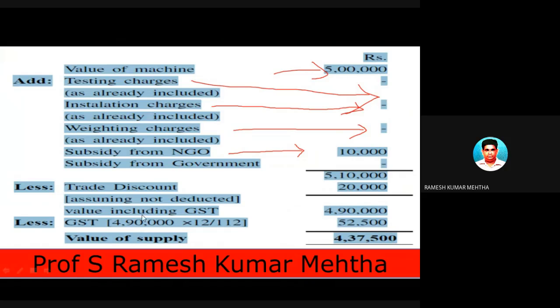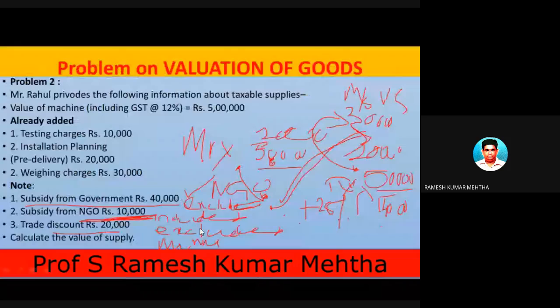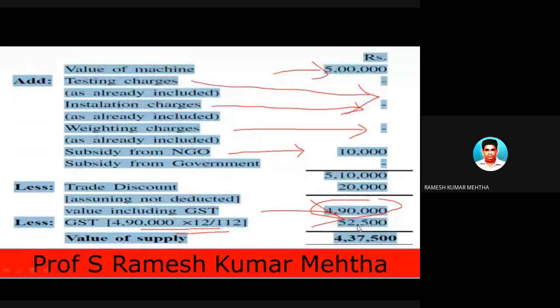So this particular amount is including GST. Now we have to find out the amount which is included in GST. So in this case, it has taken 4,90,000. So 4,90,000 into 12 by 112 is 52,500, I told you the formula also previously. So the transaction value now becomes 4,37,500.